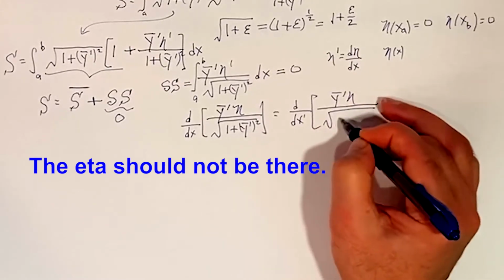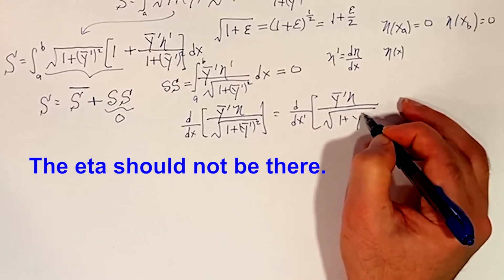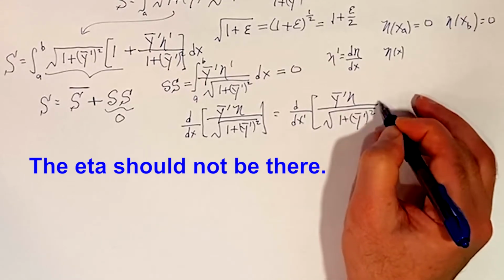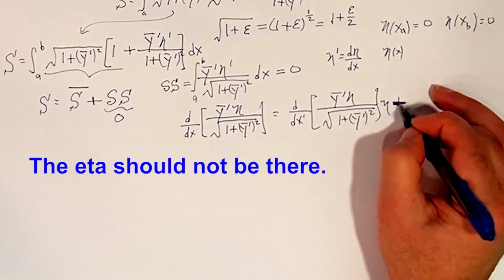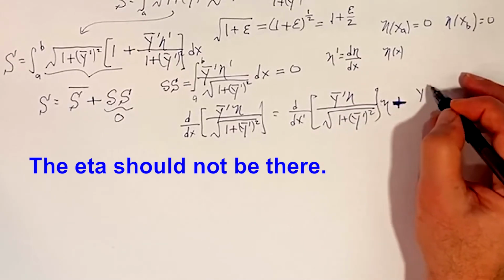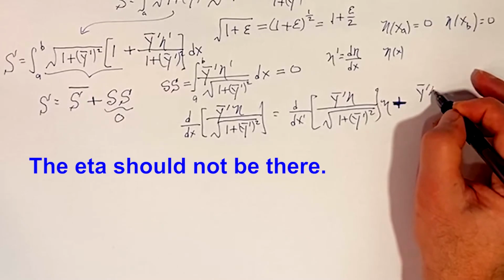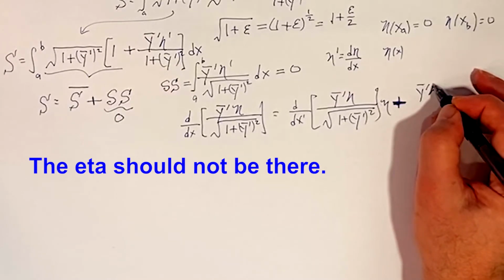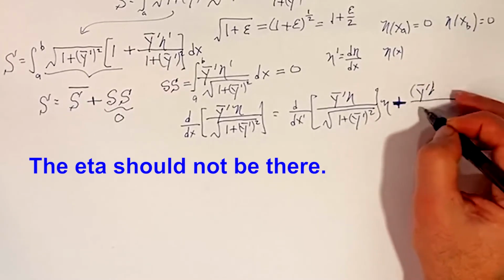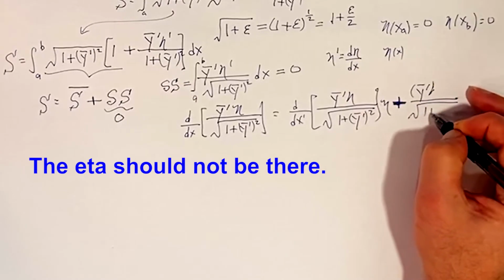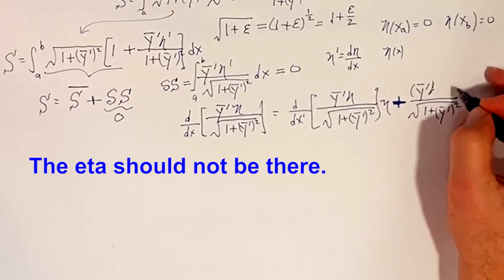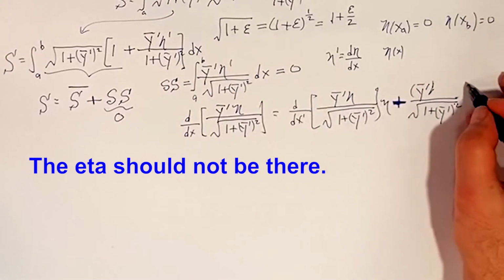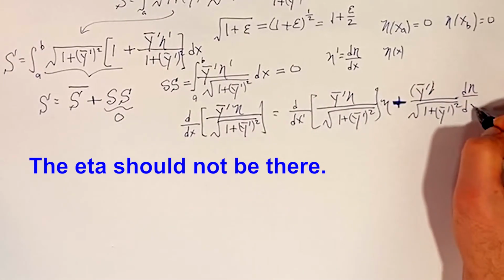All right, like this. And that's going to multiply then to eta. And then we're going to have all the first stuff, which is the y bar prime over 1 plus y bar prime squared. And that's the first one, and the second is going to be this eta.